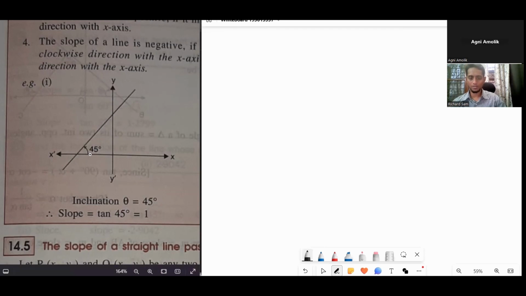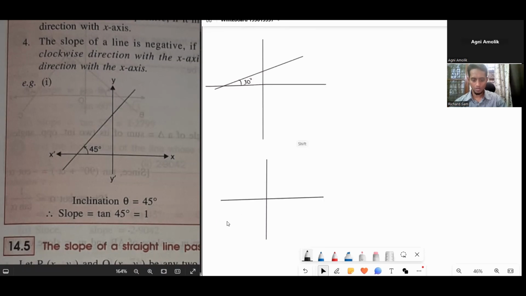Let me give two examples. Okay. Now this is your x and y axis. Say this is the line. Now the angle is around 30 degree. Give another example. So here, say the line is going like this, around 60 degree. Okay, so inclination of this line is 30, inclination of this line is 60.